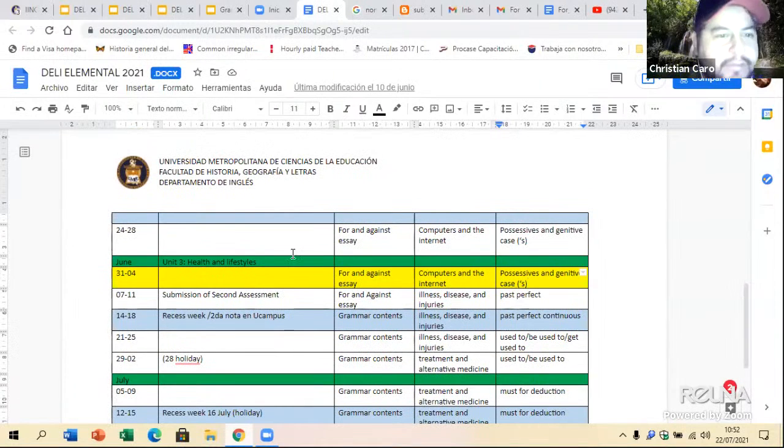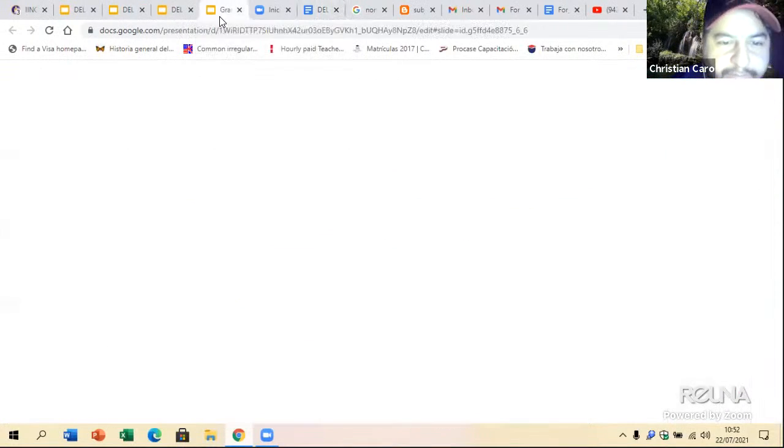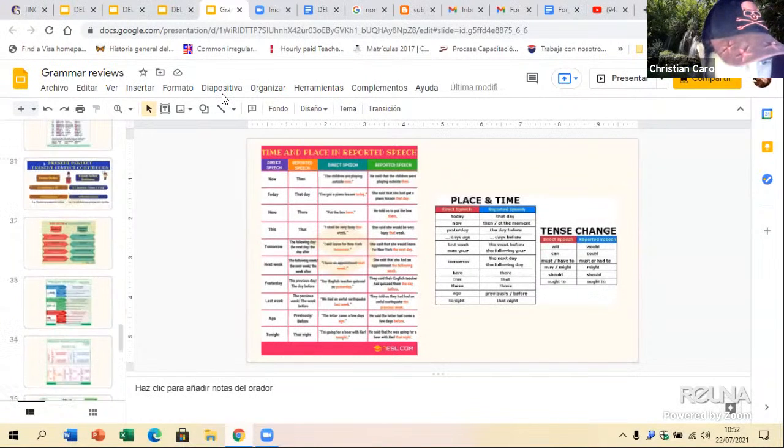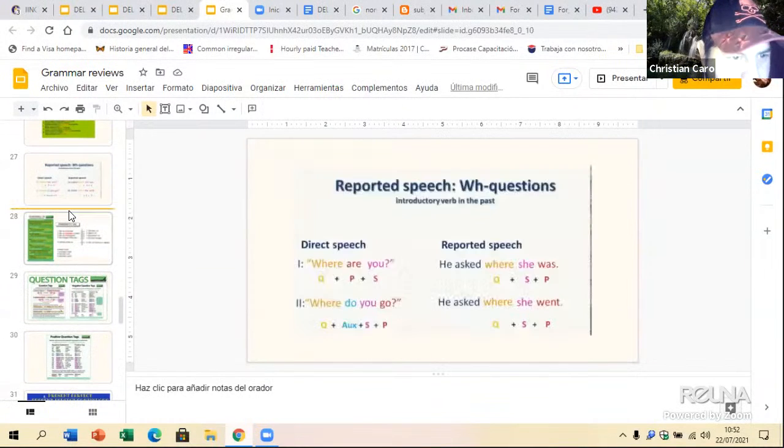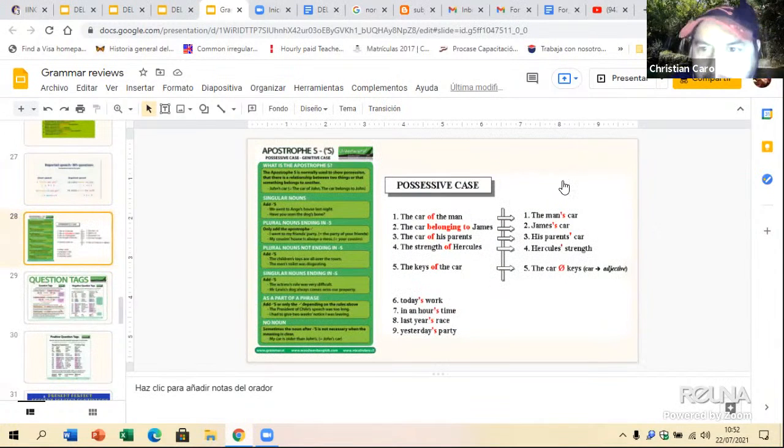Yeah, possessive and genitive case. Vamos para allá. Where is it? Here. All right.